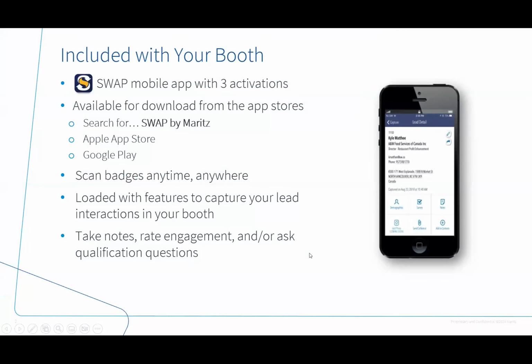Hi, this is Michelle calling with Merits. I'm just here to talk about the lead retrieval systems which we will be offering. We have already included the Swap 3 Pack for 3 users and 3 activations into your booth. These are available for download from the App Store, and you can use the app to scan the attendee's QR code on their badge. You can go to either the Apple App Store or Google Play and look for Swap by Merits Global Events. From there, you can download the app to get started.